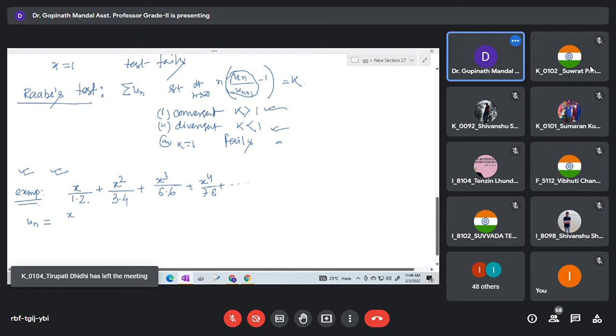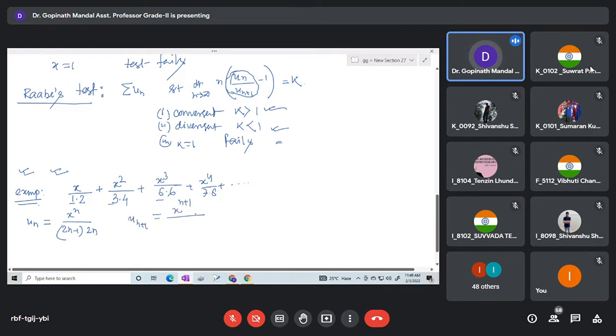un is x to the power n by 1 into 2, 3 into 4, 5 into 6, so that means 2n minus 1 into 2n. This is un, and un plus 1 is x to the power n plus 1 by, put n plus 1 in the place of n, so this will be 2 into n plus 1 minus 1, so 2n plus 1, and this will be 2n plus 2.